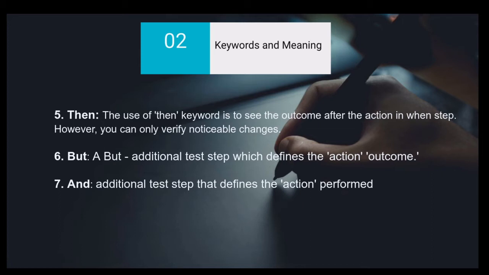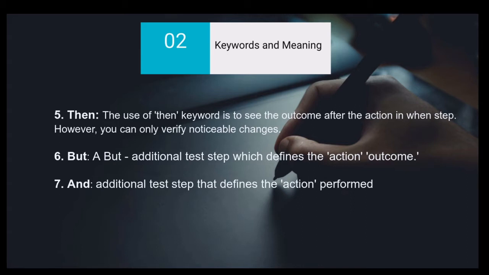So whatever we have performed in the when step, the results, the outcome, will be verified in the then part. Two more keywords are there, but and and. A but is an additional test case step which defines the action outcome. So whatever we have performed in when, if we want to see an additional outcome along with the one outcome, we can add it using but also over there.